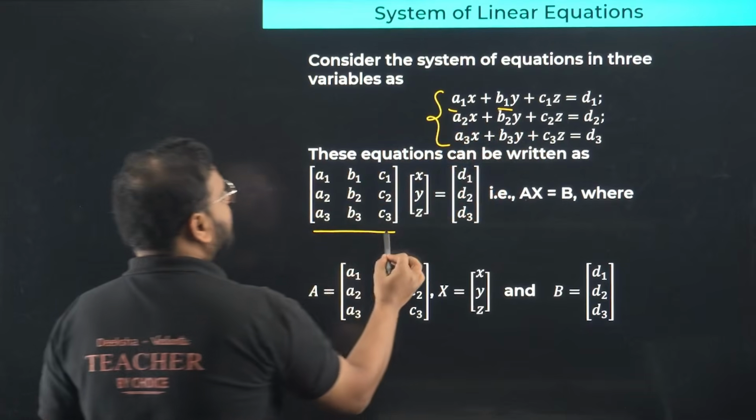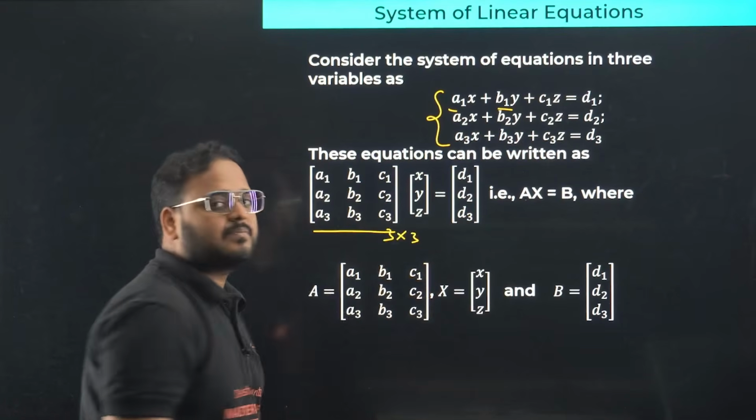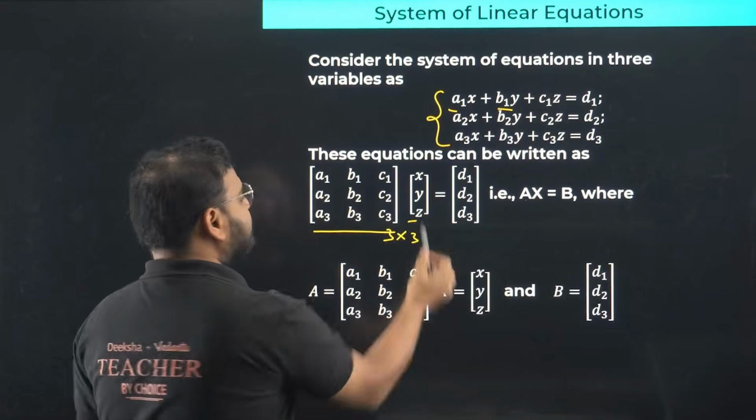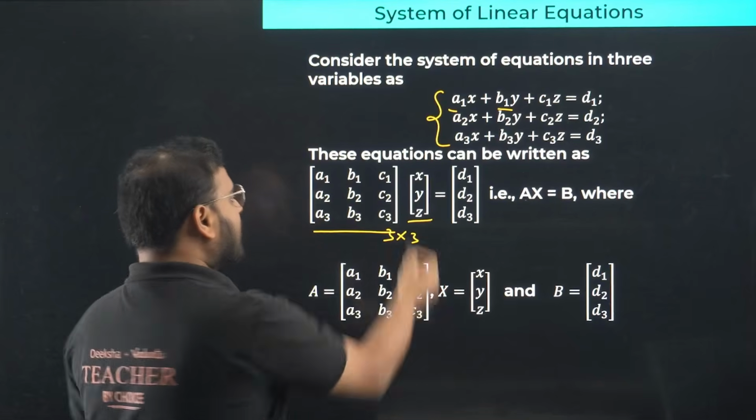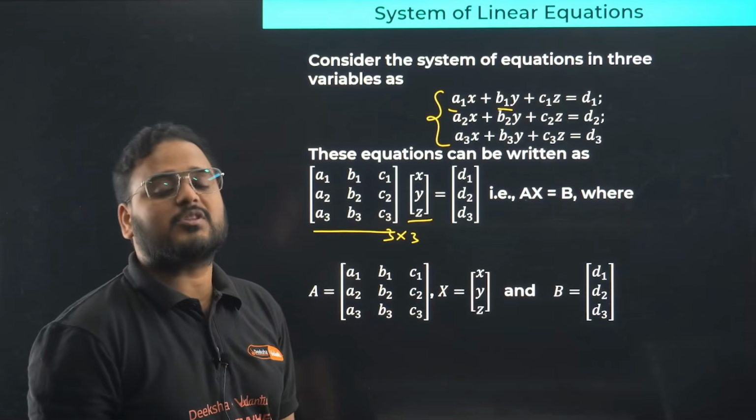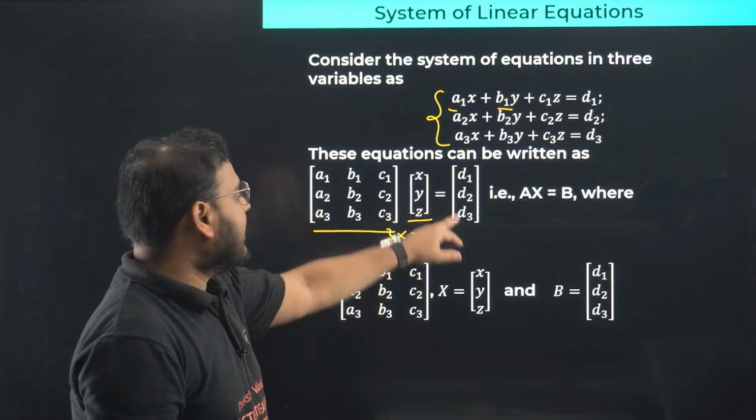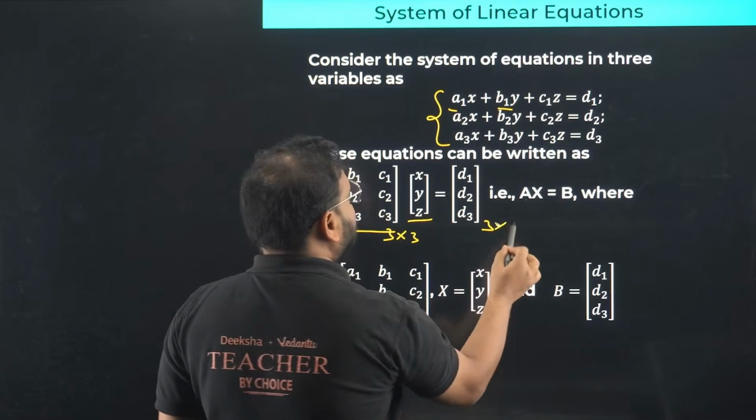You're going to make it over here. It's going to be a 3 cross 3 matrix. XYZ will be your variable matrix, which will be a 3 cross 1 matrix, a column matrix. And then again you'll get another column matrix, 3 cross 1.